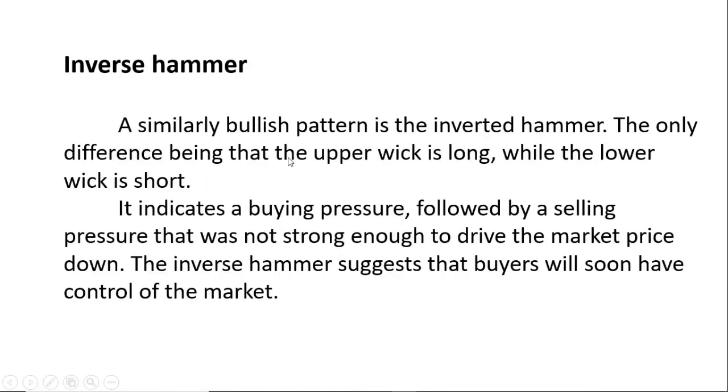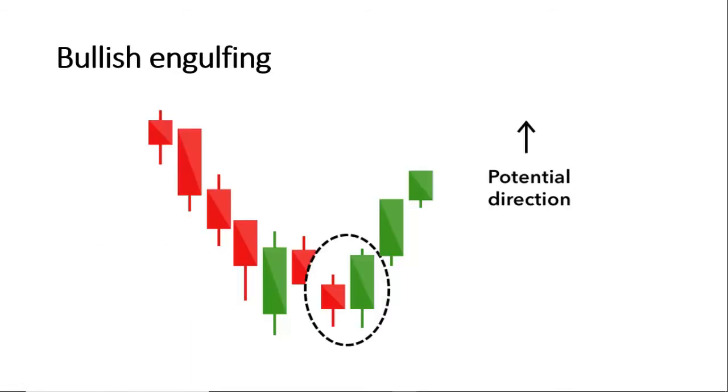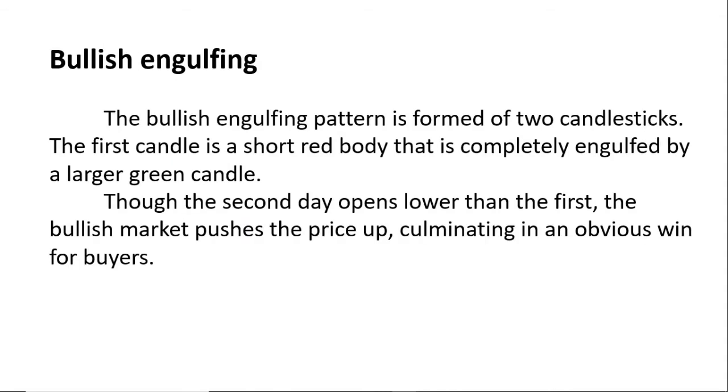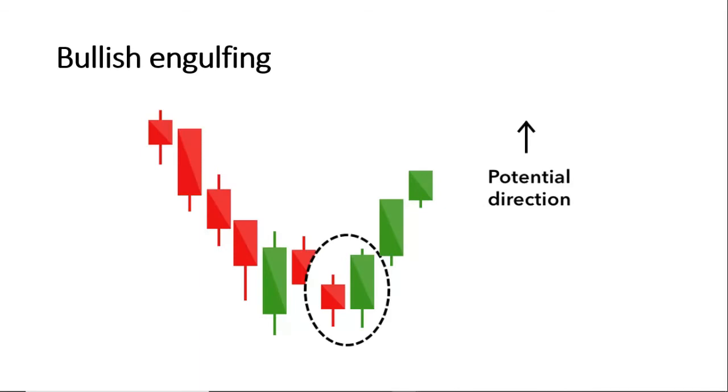So next, bullish engulfing. So this is the graph. We'll first discuss the topic. The bullish engulfing pattern is formed of two candlesticks. The first candlestick is a short red body that is completely engulfed by a larger green candle. So bullish engulfing is always formed of two candlesticks, one green and one red. So here you can see there is a red candle and a green candle.